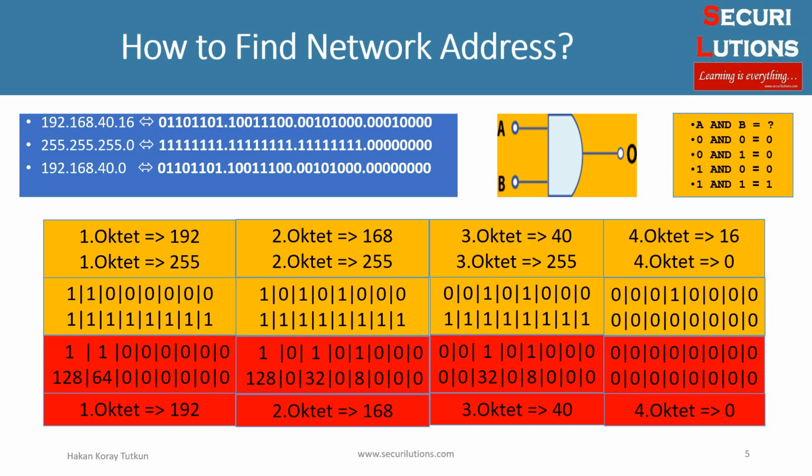00000000, which is the binary number of the fourth octet of the network address. To find the decimal equivalent, we have 0. Now we have a network address which is 192.168.40.0. As can be seen from the examples, when the subnet mask is 255, the corresponding octet of the IP address is copied exactly. When the subnet mask is 0, the corresponding octet of the network address is also taken as 0.